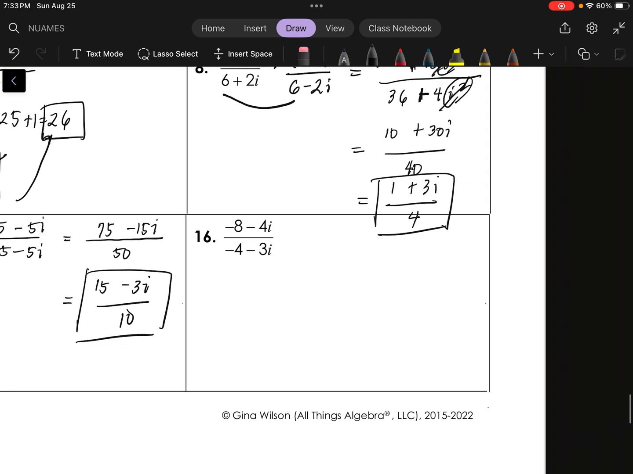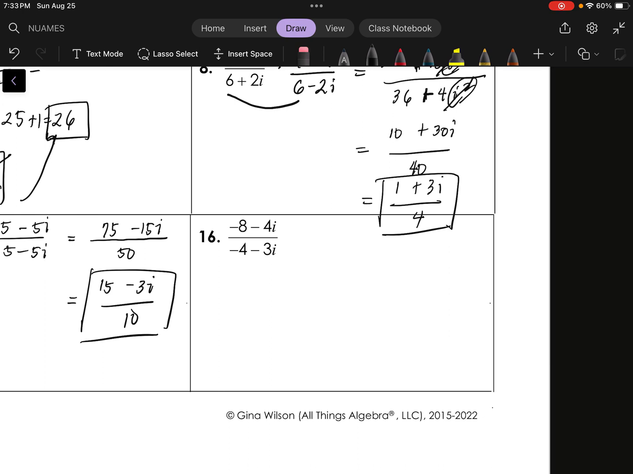Okay, and the last item, we have negative 8 minus 4i over negative 4 minus 3i. Be careful with that, okay? You just want to copy the a part, which is a negative number, and you want a plus, which is its conjugate, 3i. So for the denominator, negative 4 times negative 4 gives you 16, right? 3i times 3i gives you a negative 9i squared. You know that this cancels out to a negative, so this will just be plus 9. So this will just be 25 for your denominator.